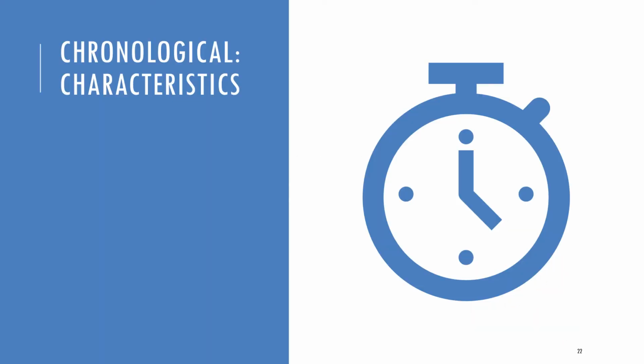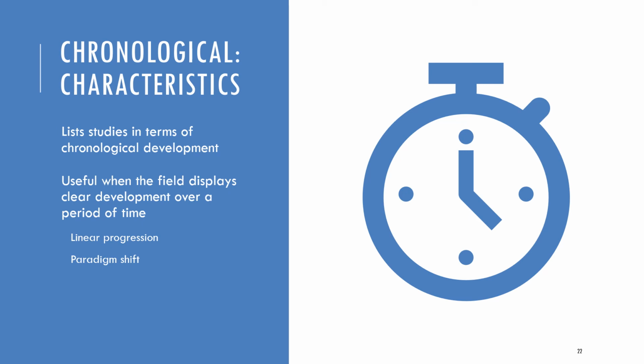All right. Now, one usual way of presenting a literature review is the chronological characteristics. Usually you try to start with the old things first. List studies in terms of chronological development. Useful when the field displays clear development over a period of time, like in the technology field, in internet of things and 4G, 3G, 5G, the mobile wireless communication systems. And you can show whether there is a linear progression or there is a paradigm shift. So unless there is a reason, it's good to have a chronological list of references.